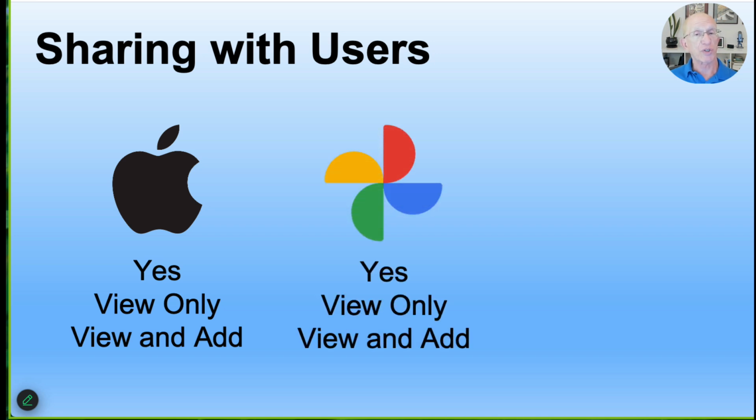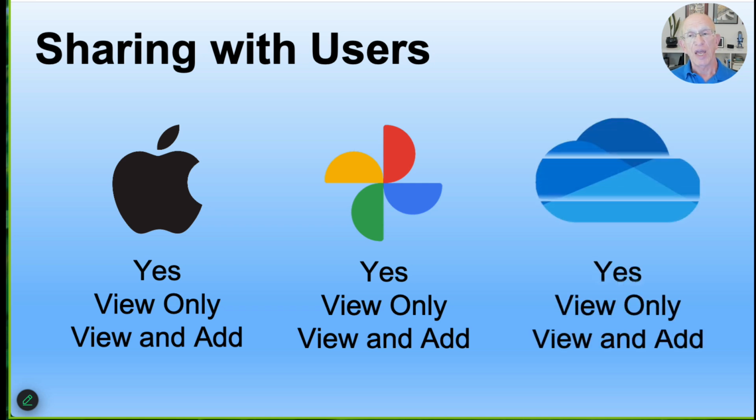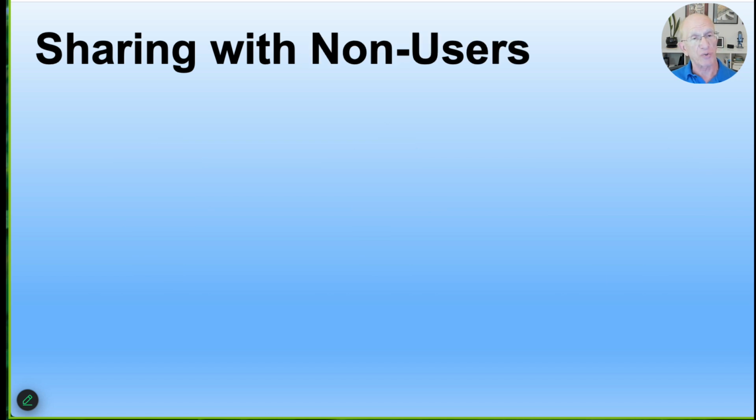Google Photos works virtually the same way. You can invite people with Gmail accounts. They can be invited to just view the album, or they can be invited to view and add photos to the album. And OneDrive works essentially the same way. If people have a Microsoft account, that's great. But what's different is with a non-user.